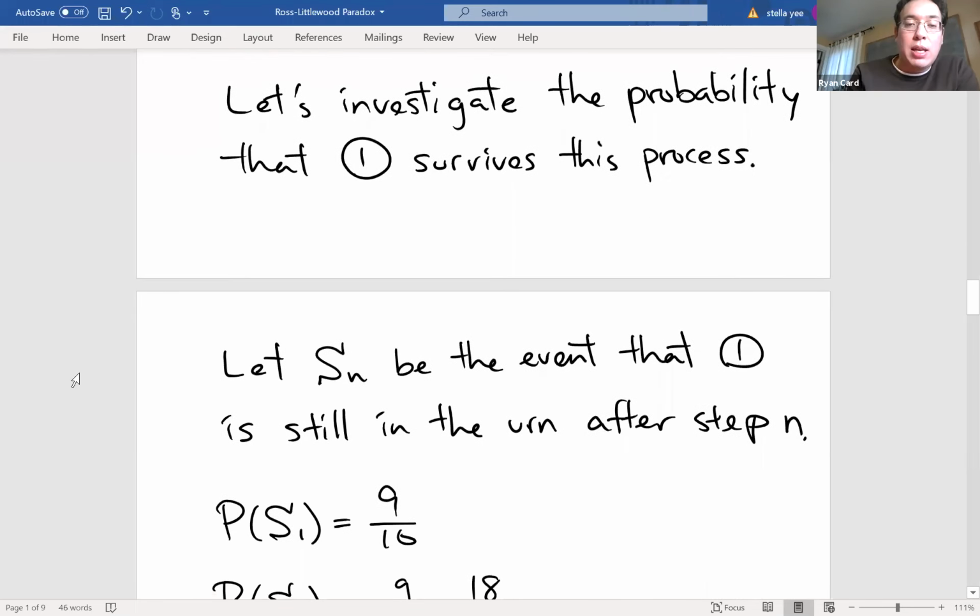We're going to say the event that the number 1 ball survives n steps of this process is event Sn. The probability that ball 1 survives the first step is that it's just not drawn the first time. There are 10 balls, and ball 1 is one particular ball out of the 10. So the probability of surviving the first draw would be 9 out of 10, right? That's reasonable.